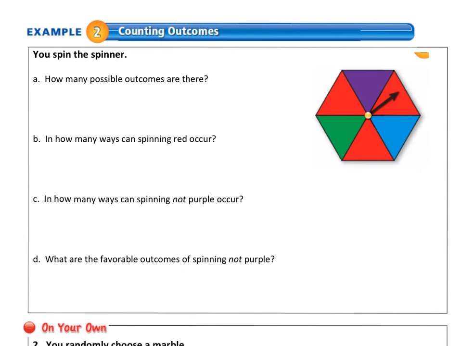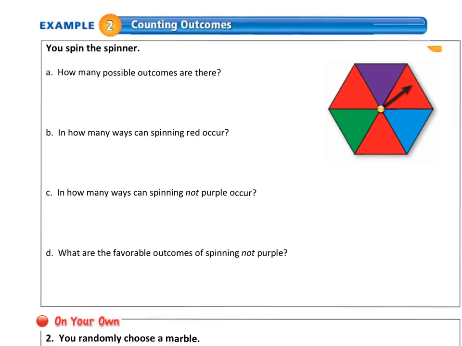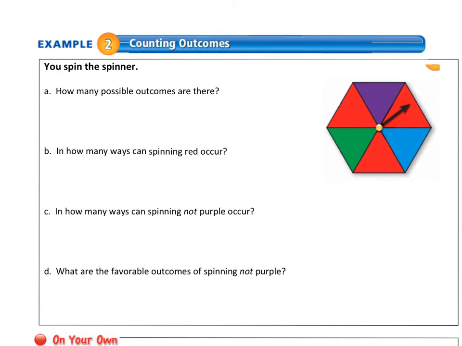Okay, now we are counting the outcomes. So notice the difference. Here we listed out the outcomes. Here we are going to have more numeric values. You spin the spinner on the right. There are 1, 2, 3, 4, 5, 6 different spots you could spin it in. So there are 6 possible outcomes. In how many ways can spinning red occur? Well, there are 3 red sections, so there are 3 different ways that it could occur.